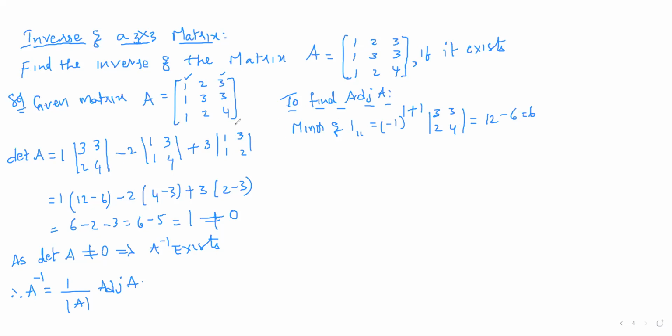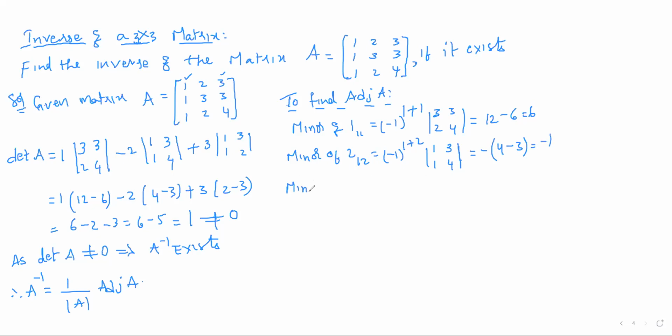Next, minor of 2. What is the position of 2? First row, second column. So minus 1 whole to the power of 1 plus 2 into determinant of, delete the corresponding row and the corresponding column, 1 3 1 4. So nothing but minus 1 whole cube means minus only. Minus of 4 ones are 4 minus 3, that is minus 1 only.